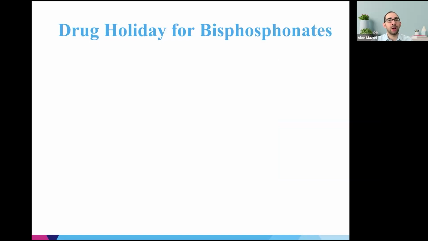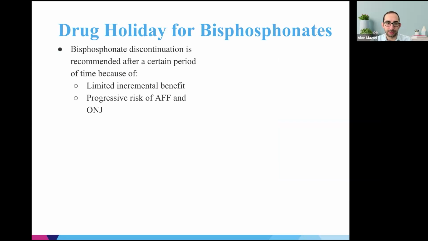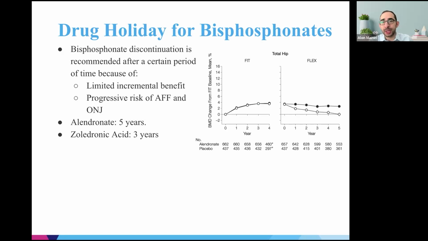We should talk about drug holidays, and specifically drug holidays for bisphosphonates, not the other medications we have discussed. Bisphosphonate discontinuation is recommended after a certain period of time because of a limited incremental benefit in terms of fracture risk reduction, and because there's progressive risk of atypical femur fracture and osteonecrosis of the jaw. It's recommended that we stop therapy with alendronate after 5 years, and we consider stopping therapy for zoledronic acid at 3 years. And this is because of the trial data.